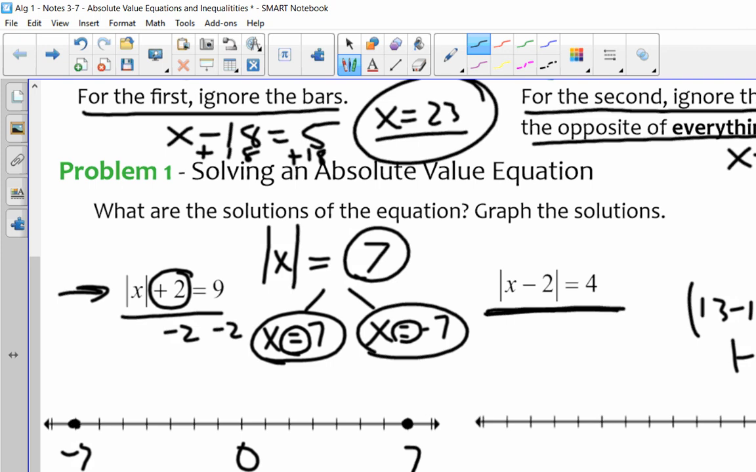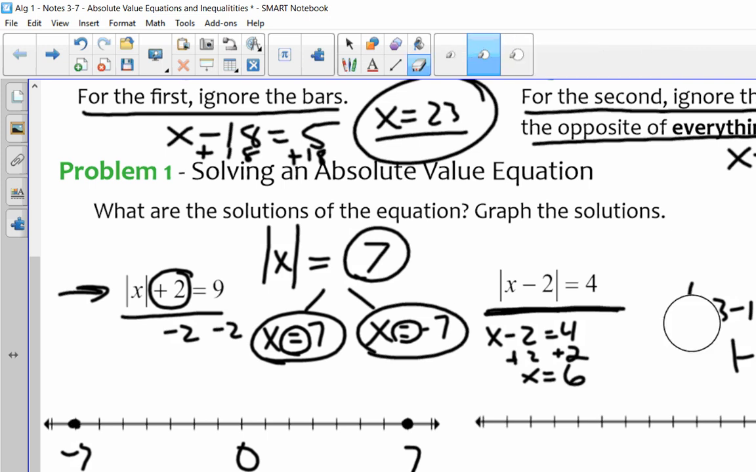Okay. Second equation here, is it isolated? Yes, there is nothing over here with the absolute value, so I'm good. I'm going to rewrite it by ignoring the bars. And in this case, I have to solve it. So I'm going to add 2, and I get x equals 6.